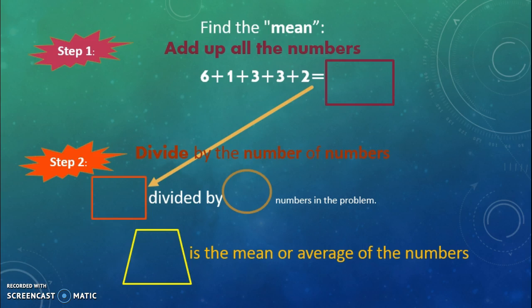Now it's your turn. You're going to find the mean. You have a set of numbers here. I want you to add up these numbers: 6 plus 1 plus 3 plus 3 plus 2. Put your answer in the box. Bring that number down to the orange box for step 2. Divide by the number of numbers. Okay, so you'll have to move up here and count how many numbers you had in the problem. All right, and then you most likely will not need a calculator for this. And then figure out the mean or the average of the numbers that were listed up above.